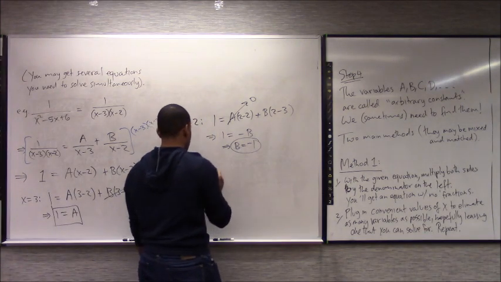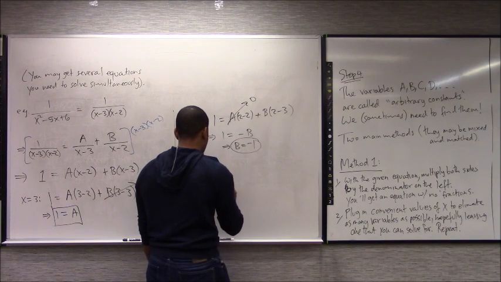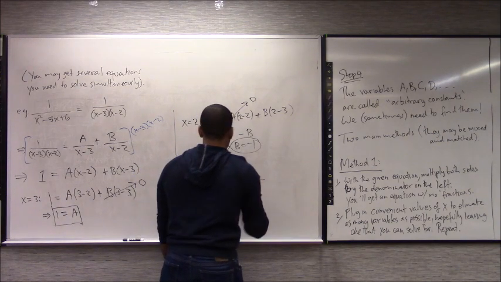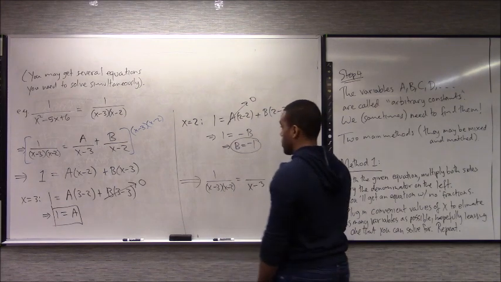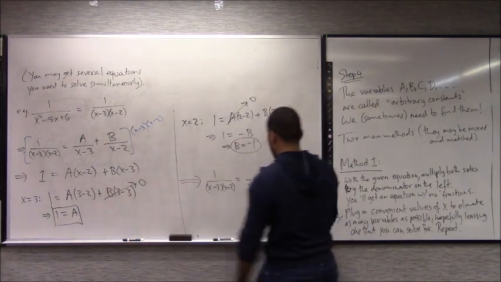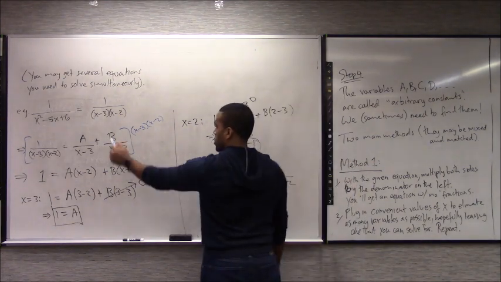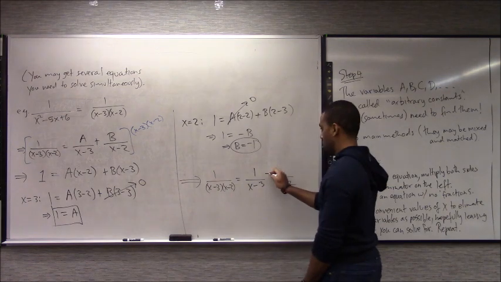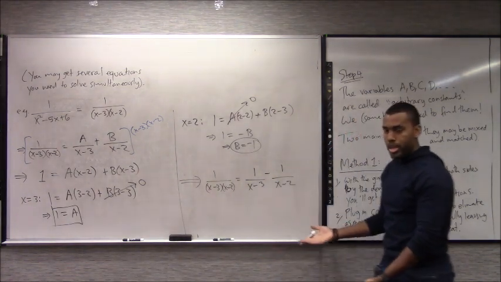Therefore, I am able to conclude that 1 over x minus 3 times x minus 2 is actually equal to my a, which is 1, and my b, which is over this one, is minus 1. And that's where the fractions that I had in the beginning came from.